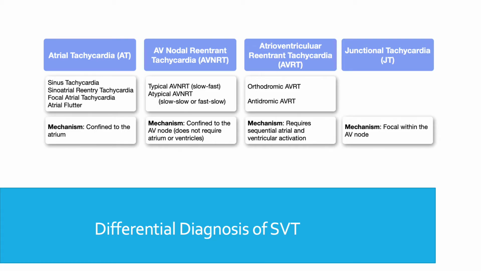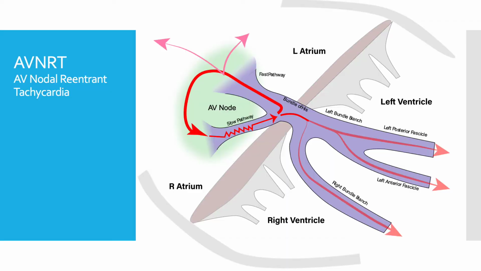Next, we will discuss AV node reentry tachycardia. The mechanism of this arrhythmia is situated entirely within the AV node, which on this diagram is indicated by this green structure here. Notice that this does not require the activation of the ventricles or the atria to sustain itself.